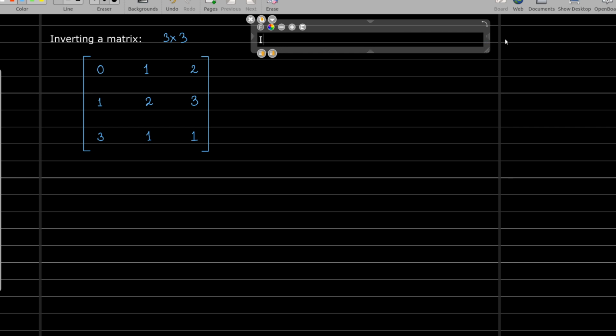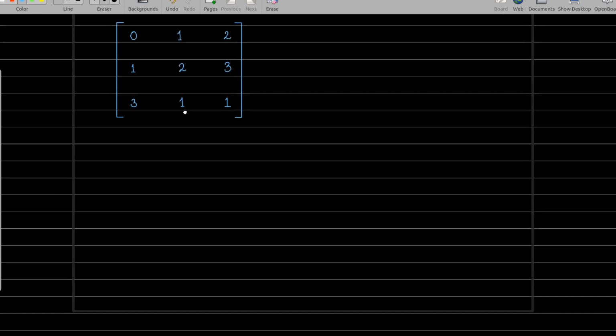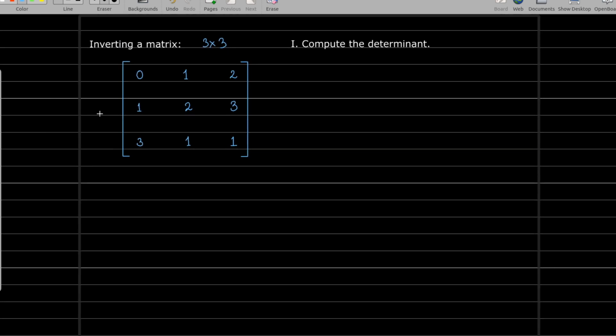So the first step is to compute the determinant. Okay, first step is to compute the determinant. So let's go ahead and compute the determinant of this matrix. Let's say we call this matrix A. This is matrix A, and I want to find out what the determinant of matrix A is.